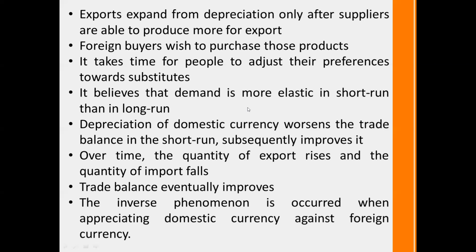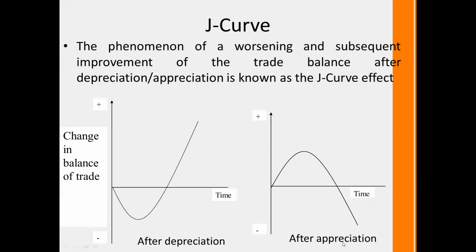Okay, but this is not happening overnight. So that is what we call the J curve effect. So you can see through this J curve, because this curve is somewhat like the letter J.